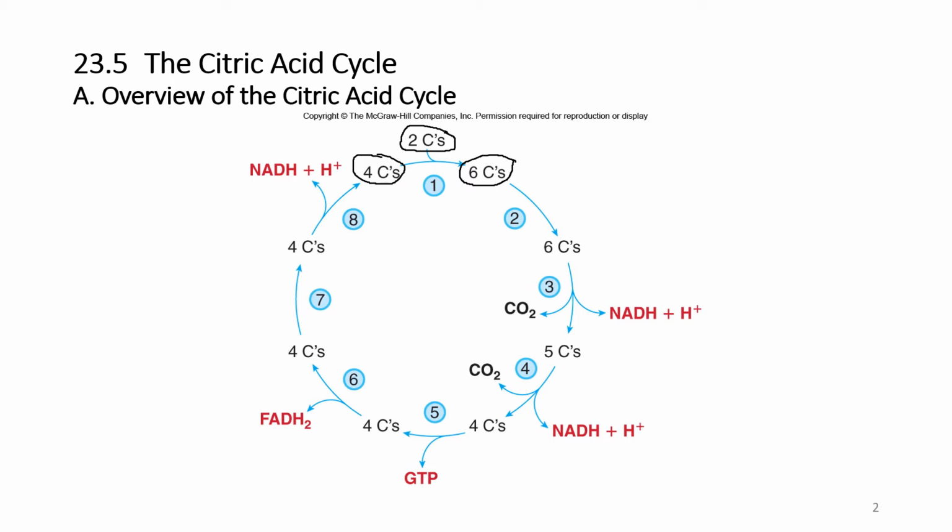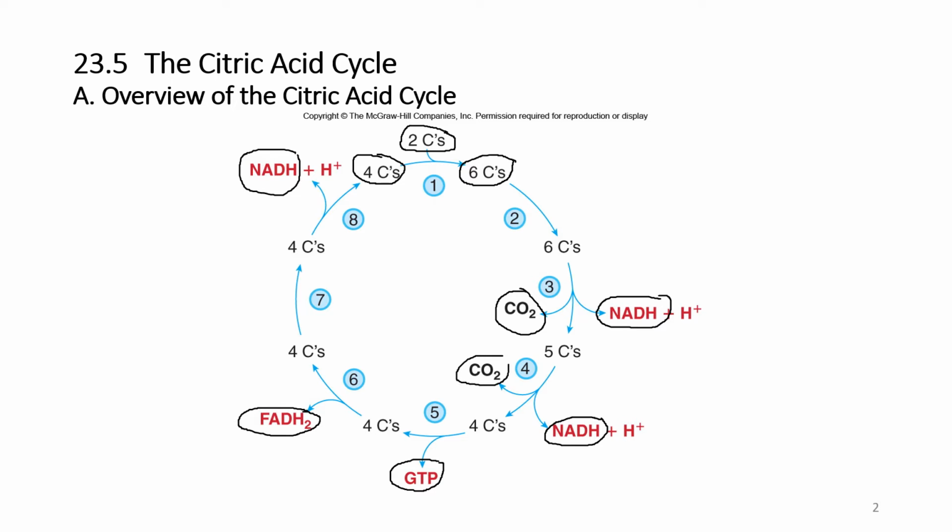So the highlights of this cycle are the reduction of NAD plus, and we have 3 of those. We've got the reduction of FAD to FADH2, and we produce 1 GTP. So this is guanine triphosphate. Also note, 2 molecules of CO2 are released, and those are exhaled through the respiratory pathway.